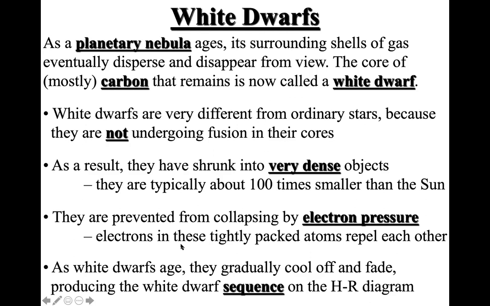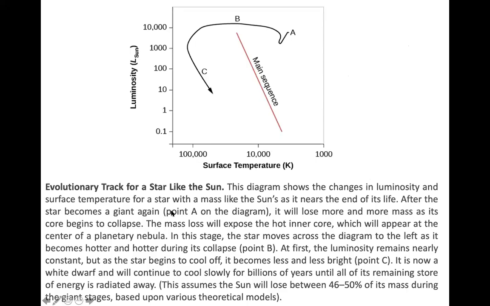So as white dwarfs age, they gradually cool off and fade, and they will produce a white dwarf sequence in the HR diagram. So that will be the ultimate finishing point. And here is the track of the white dwarf in the main sequence in the HR diagram.